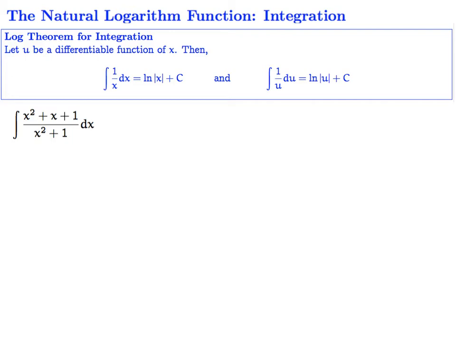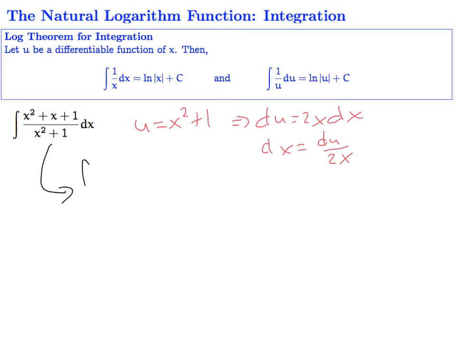So what you might be thinking, and it's a good thought to have, maybe we'll let u equal x squared plus 1, just like before, it's the denominator. It's as good as any choice. And this tells me that du again is going to be 2x dx, which means when I solve I get dx is equal to du divided by 2x. Well, let's try to substitute this in, and we're going to get the integral.